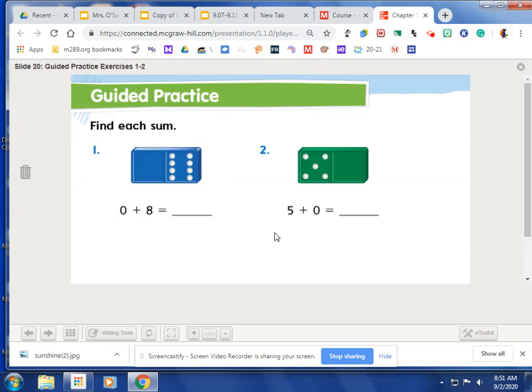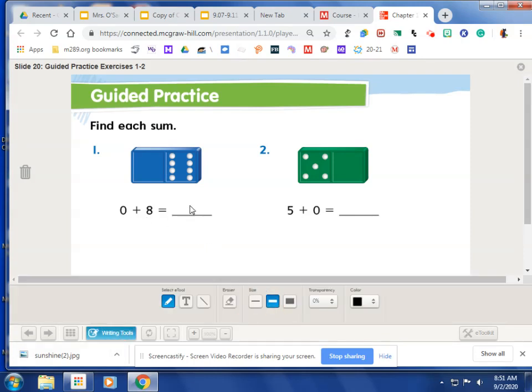All right, now we have some new dominoes and some new problems. Problem number 1. It says 0 plus 8. Let's check the dominoes. 2, 3, 4, 5, 6, 7, 8. Yep, that's 8. So 0 plus 8 means it equals 8, because the number does not change. 5, 1, 2, 3, 4, 5. 5 plus 0 equals, I know it's the same. It doesn't change. Please clap once if you understand this.